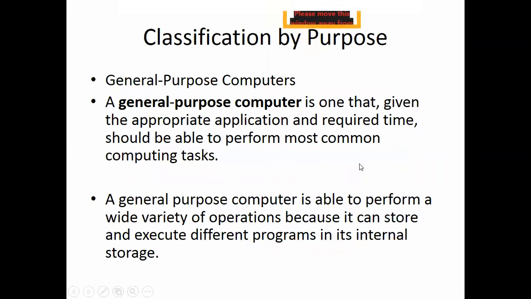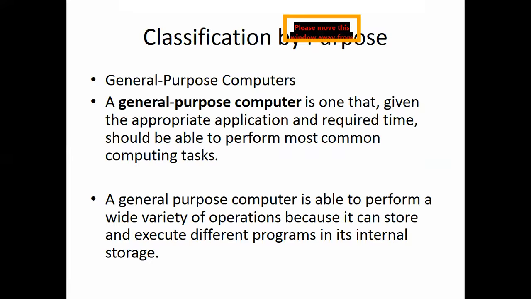Another way of classifying computers is classification by purpose. If we were to classify computers in this way, we'll have two kinds of computers, namely general purpose computers and special purpose computers. A general purpose computer is one that, given the appropriate application and required time, should be able to perform most common computing tasks.